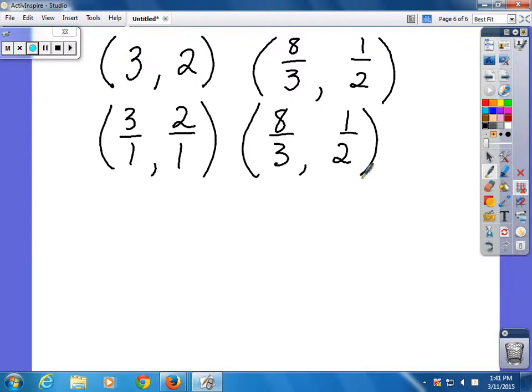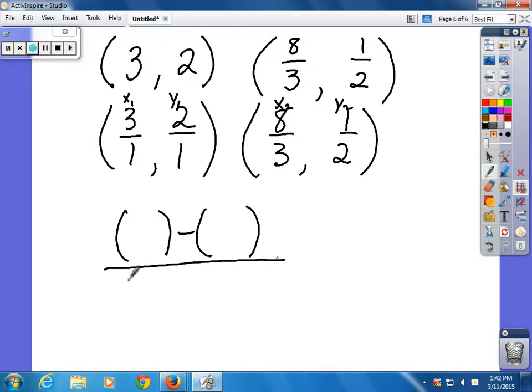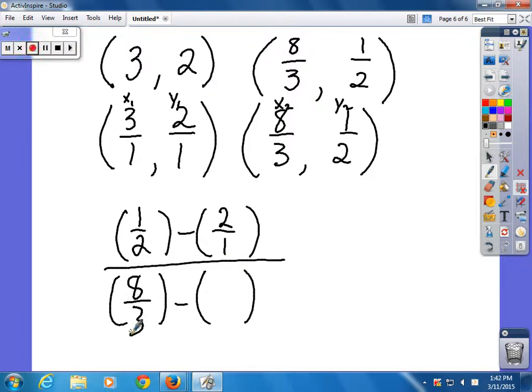So this is x sub 1 plus x sub 2, y sub 1 plus y sub 2, parentheses minus parentheses, over parentheses minus parentheses, 1 over 2 minus 2 over 1, 8 over 3 minus 3 over 1.